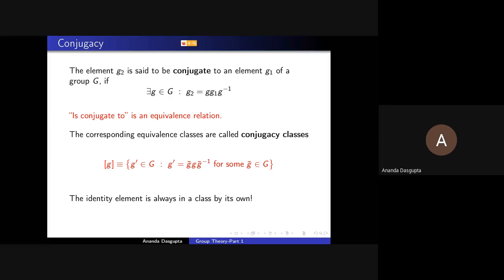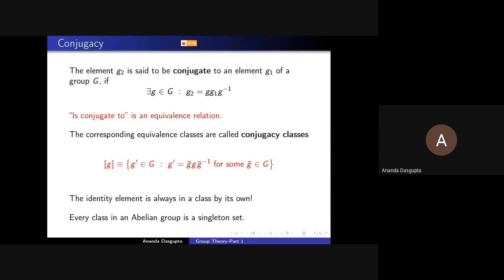Now, of course, it's easy to see that if G were the identity, then no matter what G bar you chose, G bar will always jump across G because identity commutes with everything, and kill the G bar inverse. So the only element which is conjugate to the identity element is the identity element. So in every group, the identity element is always in a class by its own.